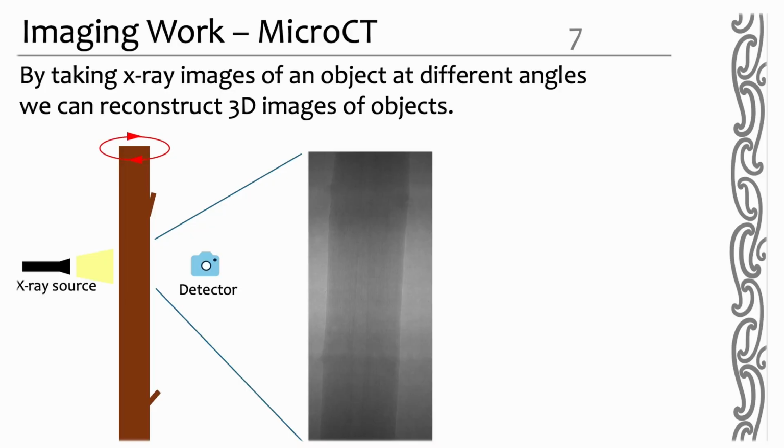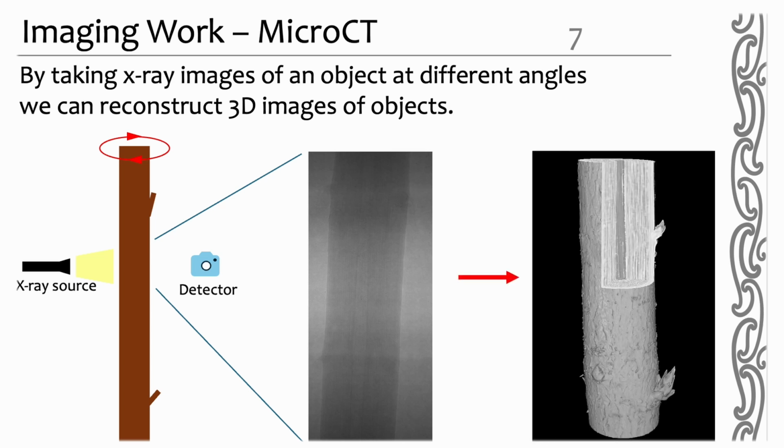However, unlike just imaging an arm, here we take a series of X-rays at different angles, and using those X-rays we can reconstruct a full 3D image of an object. This is very useful for letting us see the full internal and external structure without requiring us to cut into the maple stem to take the image.